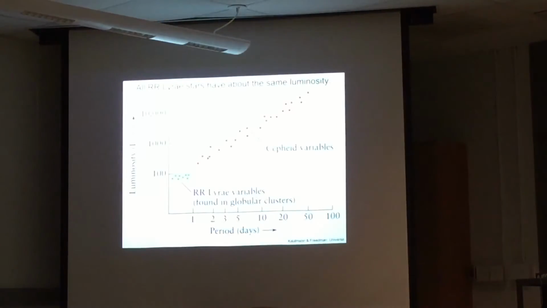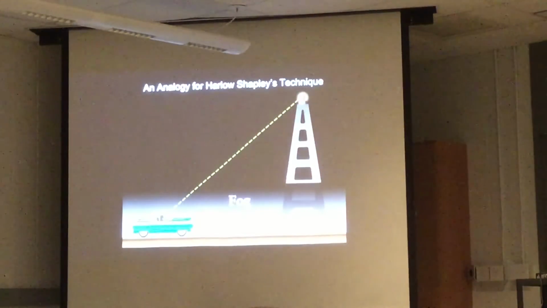And here's a plot that shows this idea. So here's the period luminosity relation. So Cepheid variables have a wide range of luminosities and periods. RR Lyrae variables are all about 100 times the sun's luminosity, and they all have roughly the same period. So because of that, they make good distance indicators. And Harlow Shapley used observations of globular clusters and the Cepheid variables within them in order to estimate the size of our galaxy.